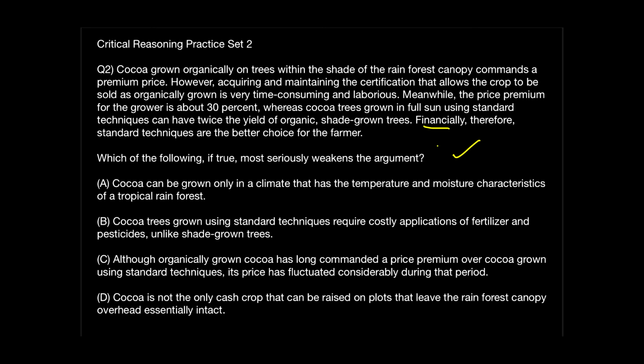Weakening this statement means weakening the point that the standard techniques are better. So without reading the passage, we can't get the answer. So let's quickly read the passage.